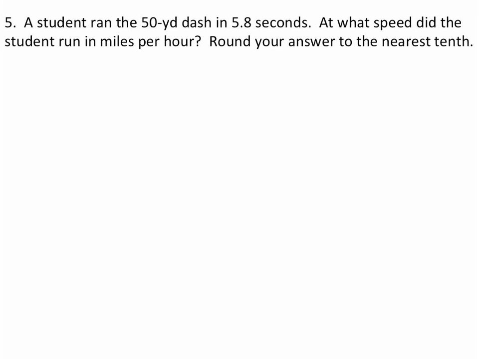At what speed did the student run in miles per hour? Round your answer to the nearest tenth. So if we look at what we're starting with, 50 yards every 5.8 seconds. I want to get to miles per hour. So miles needs to be on the top at the end, and the hours needs to be on the bottom, so that it's miles per hour. Per is a division. Miles divided by hours.